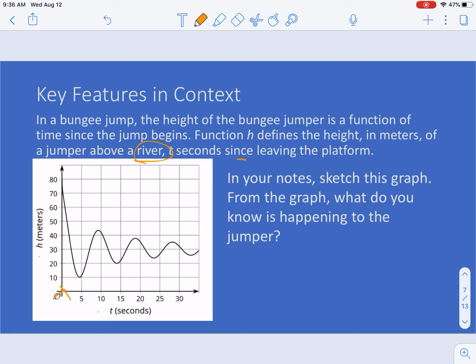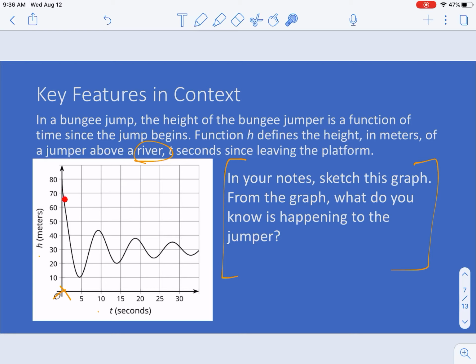What I ask students to do is to sketch this down in your notes. You should go ahead and do that as well. If you need to pause for a second to get that sketched, you can. And then we talked about what is happening. From this, we can tell that the bungee jumper is getting closer to the river, and then when they hit a low part, they're bouncing back up.